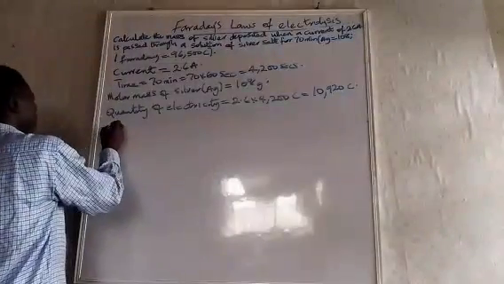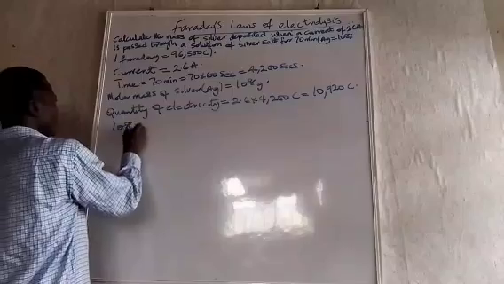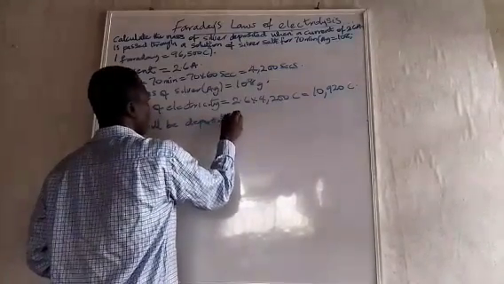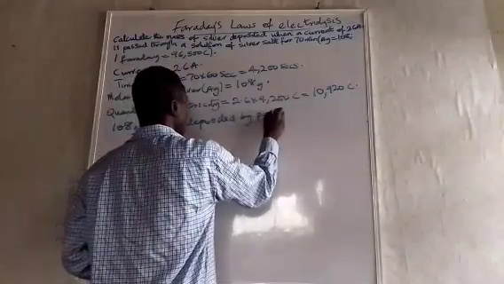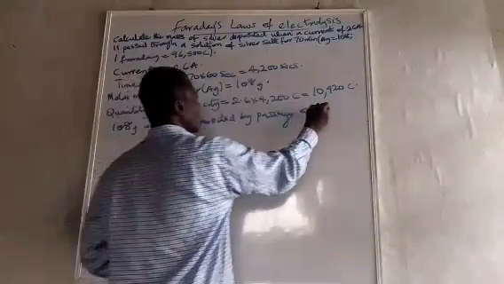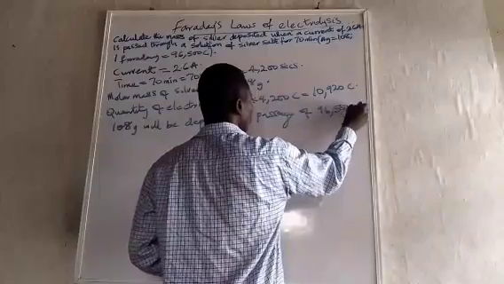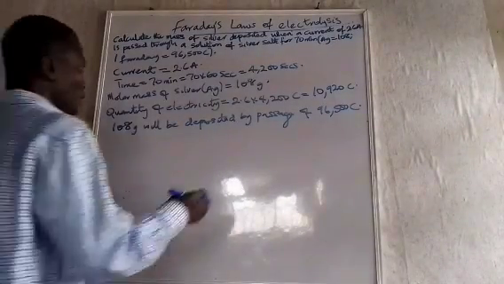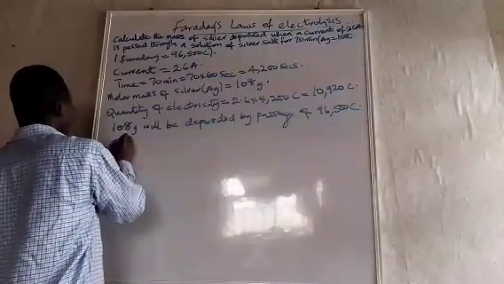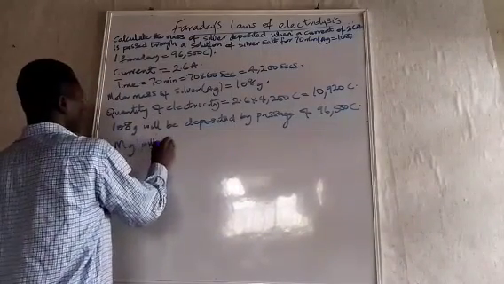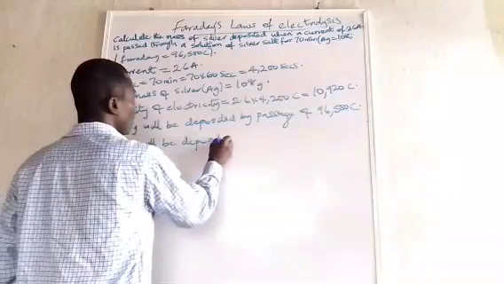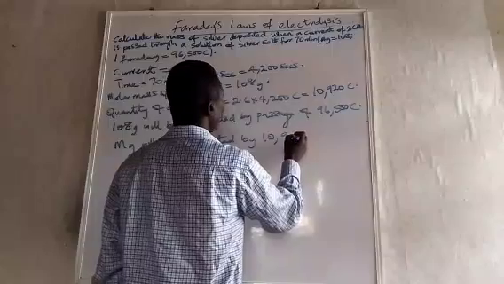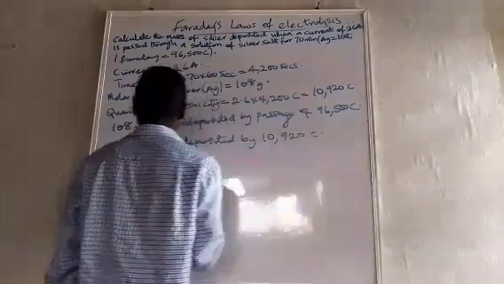We know that 108 grams will be deposited by passage of 96,500 coulomb. Then m gram will be deposited by 10,920. So what does that imply?